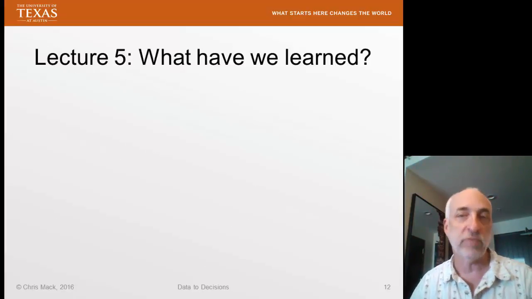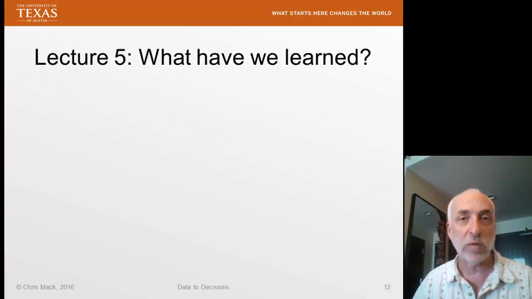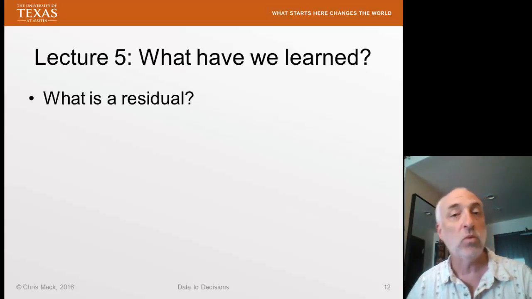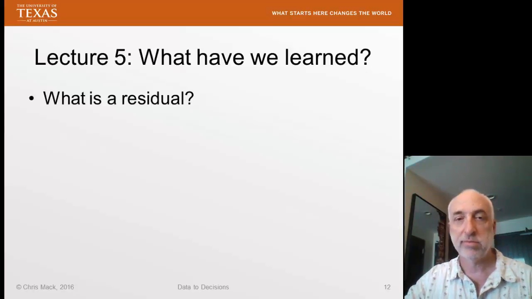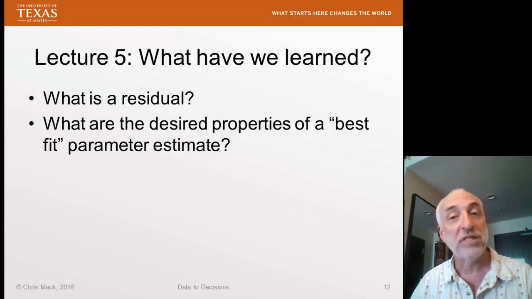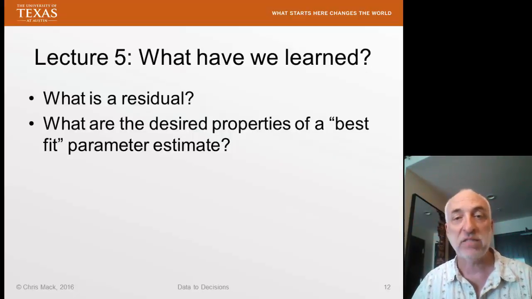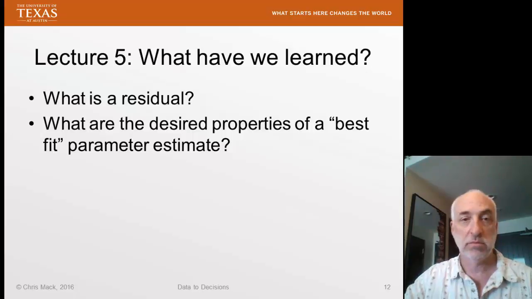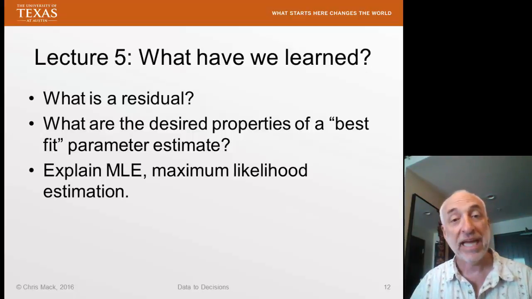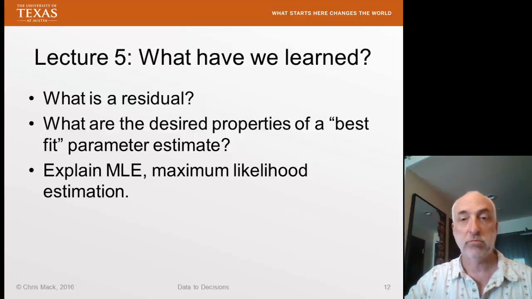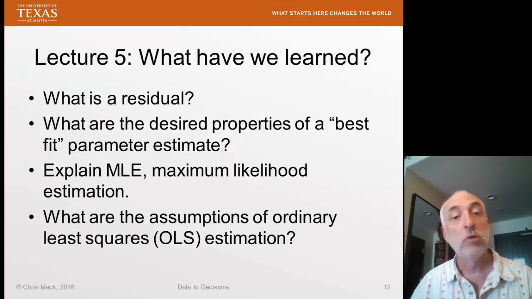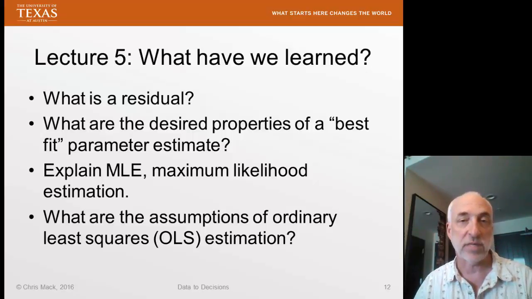All right, let's look at what we've learned. As always, you should be able to quickly and easily answer these questions. If not, you should go back and review the lecture material again. First of all, what is a residual? What are the desired properties of a best fit parameter estimate? Explain what a maximum likelihood estimate is. And finally, what are the assumptions of ordinary least squares estimation?